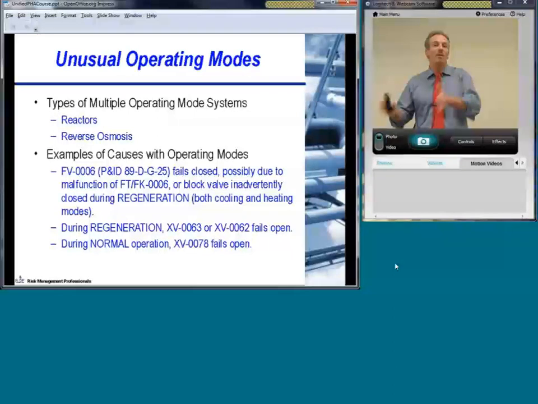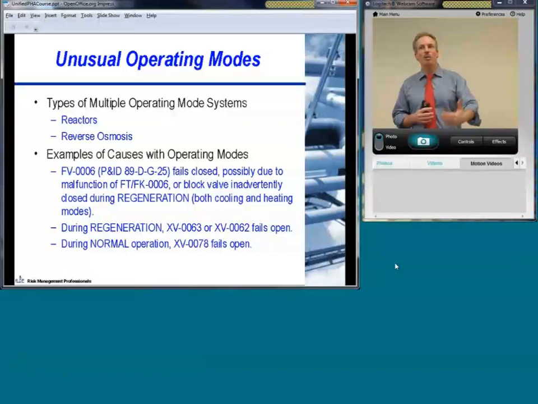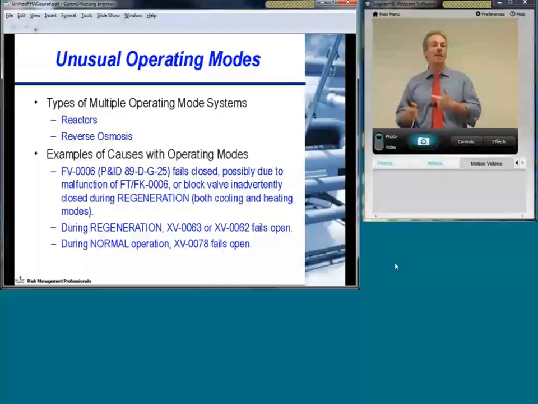And the sequencing operations, the different configurations of valves, if you approach it with, let's all think about normal operation, let's all think about regeneration mode, let's all think about these other modes, it really makes the team rethink the same hazards over and over and over again.